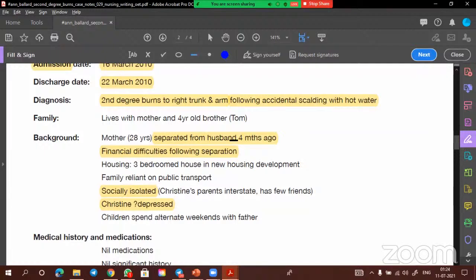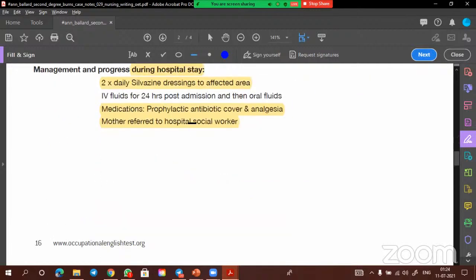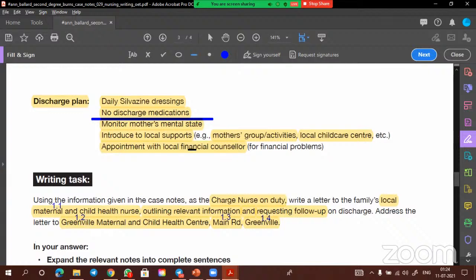So first one is separation from husband, number 1. Then next one is financial difficulties, number 2. Okay. These are the 2 things that are needed. And then next one is socially isolated. And then she is depressed. Okay. So these 4 things you can write in the first paragraph of mother, and these 3 things you have to write in the second paragraph of mother. So like that you can write.